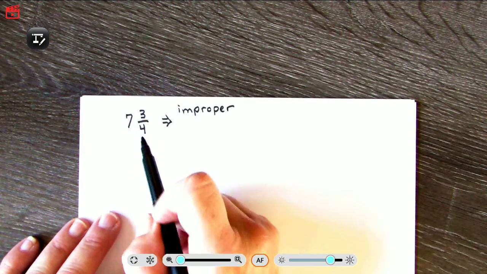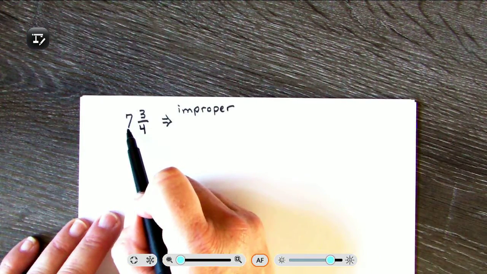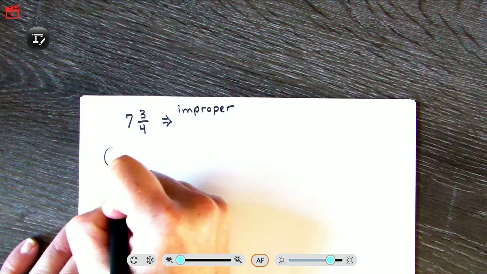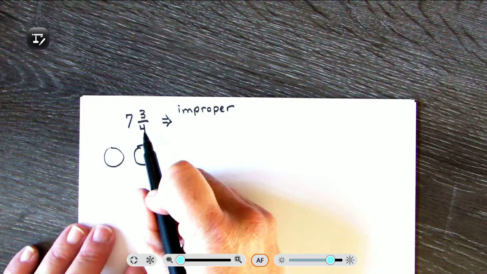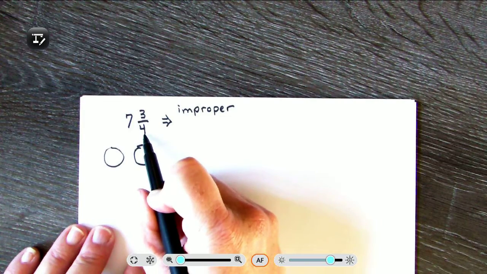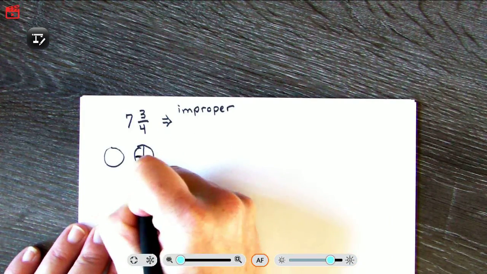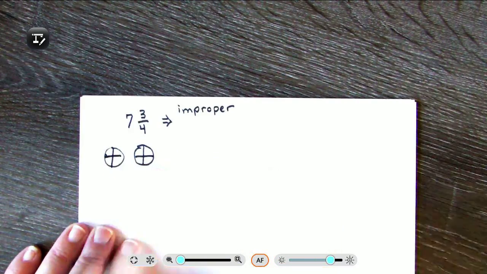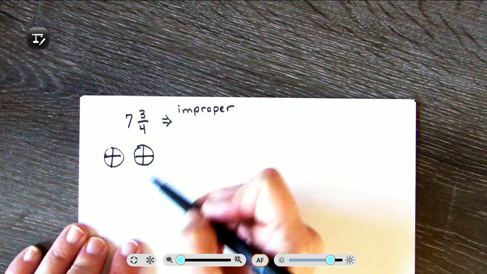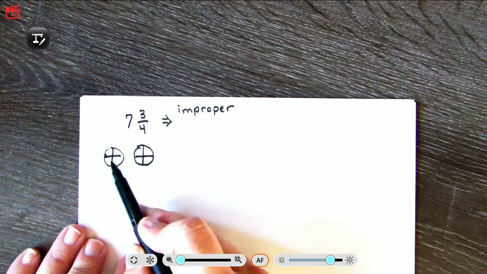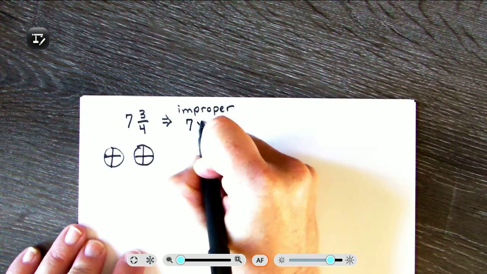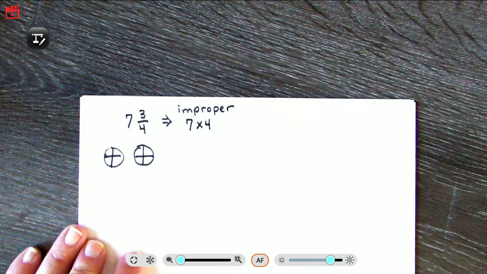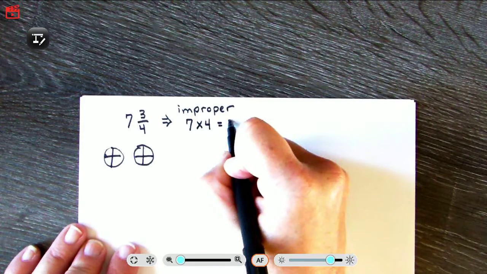So we're going to take our 7 wholes, think of our 7 whole pieces here. I'm not going to draw all 7. And we're going to chop them up into the pieces we want. Well, the bottom number tells me how many. So we've got these guys. We're going to chop them all up into 4. And I'd have 7 of these. So imagine 7 groups of 4. So we're going to take that 7 groups of 4, or 7 times 4. That would give me 28.